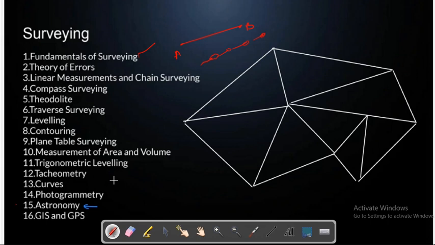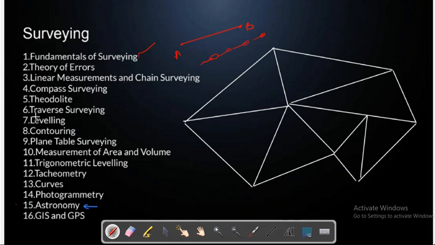Then our fourth topic will be compass surveying. In compass surveying, we will be dealing with the compass. With the help of a compass, we can measure horizontal angles. In a compass, we have magnetic compasses where there are poles like the north and south poles. These systems are there for measuring horizontal angles.